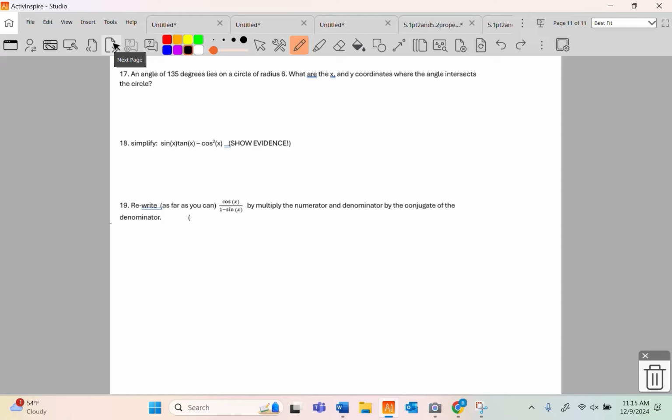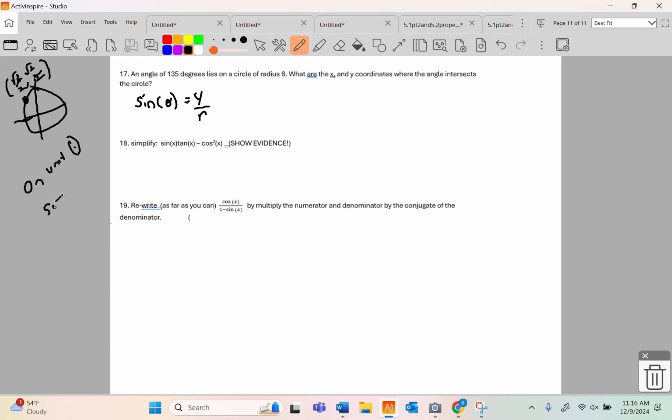An angle of 135 degrees lies on a circle of radius 6. I'm tired. What are the x and y coordinates? So here's what I know. I know that the sine of theta is y over r. If I'm at 135 degrees on the unit circle, I'm about right here. I'm at root 2 over 2, root 2 over 2. So on the unit circle, sine of any angle is y, and the cosine of any angle is x.